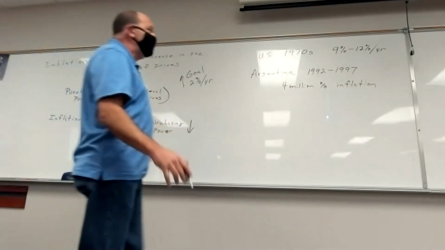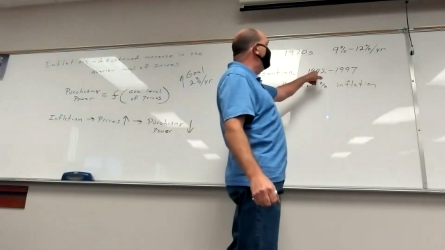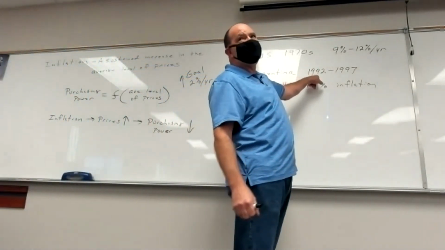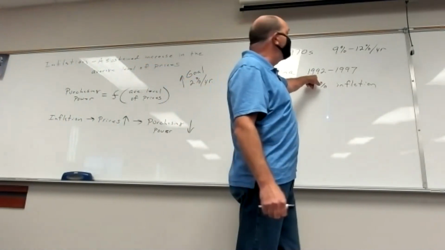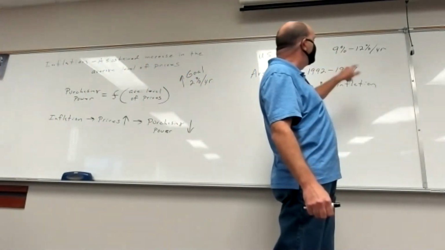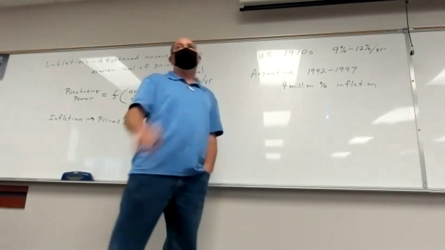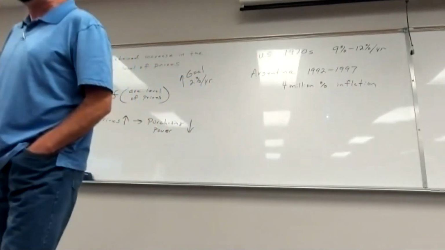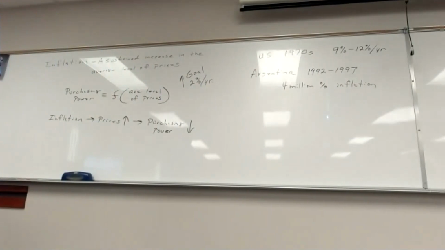What this means is if you were to buy a candy bar for $1 in 1992, by the time you got to 1997, that same candy bar would cost you $4 million. All right, so again, how do you wrap your mind around that? How in the world do you pay $4 million for a candy bar?